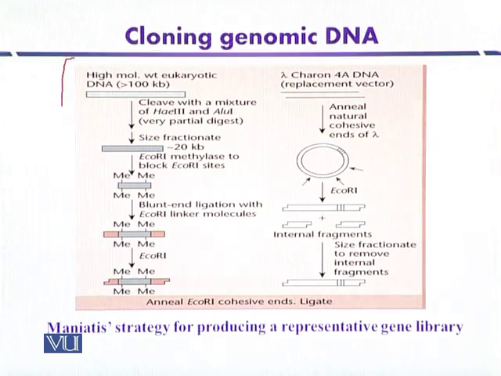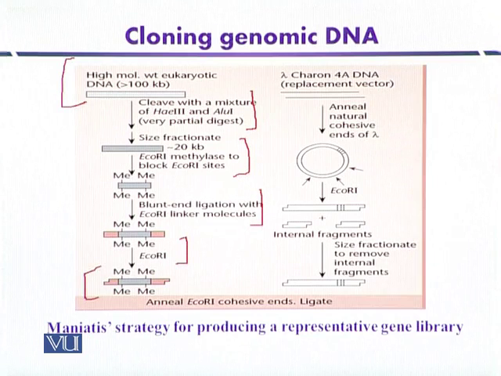The first step is that the source DNA, of eukaryotic origin and high molecular weight, is digested with two restriction enzymes, HaeIII and AluI. Partial digestion is allowed, so that the DNA fragments generated are around 20 kilobase pairs, which are suitable for cloning with bacteriophage lambda. After fragmentation, it is treated with EcoR1 methylase, so internal EcoR1 sites are methylated and no longer digested by EcoR1. Then linker molecules are joined that contain one target site for EcoR1 on the right and left sides. Then it is treated with EcoR1, so that sticky ends are produced in this DNA molecule.